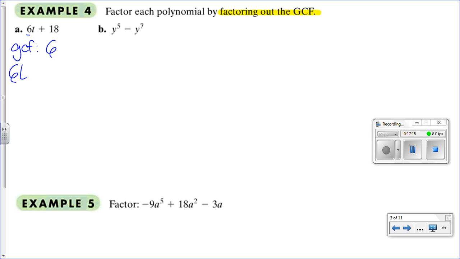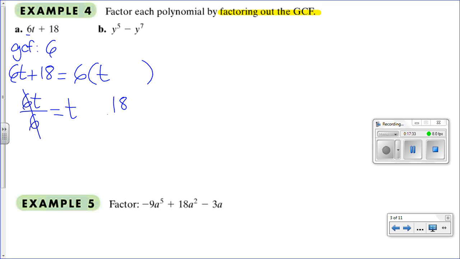So if we want to factor out 6 from here, we factor out the 6, and I want you guys to think in terms of division. So I want you to do this in your head. 6t divided by 6, what is that equal to? 1t, or just t. And for 18 divided by 6, that is 3. All right, so that is what it means to factor out the GCF.